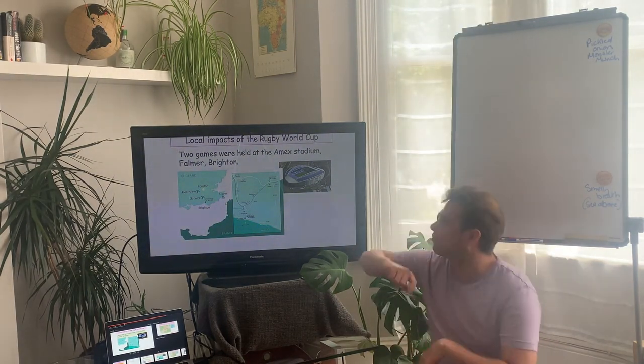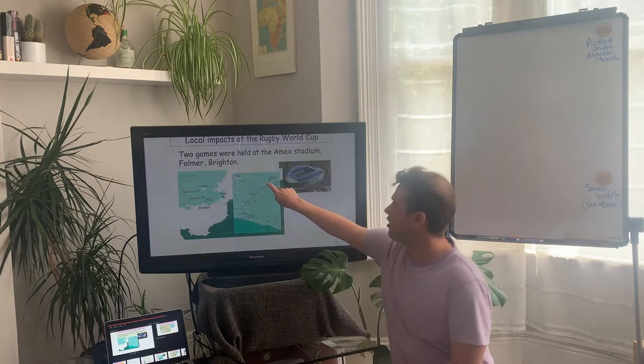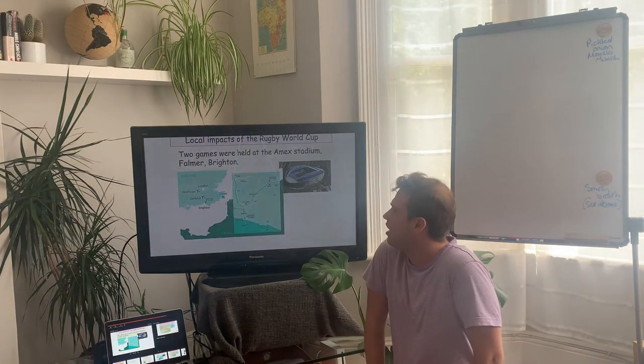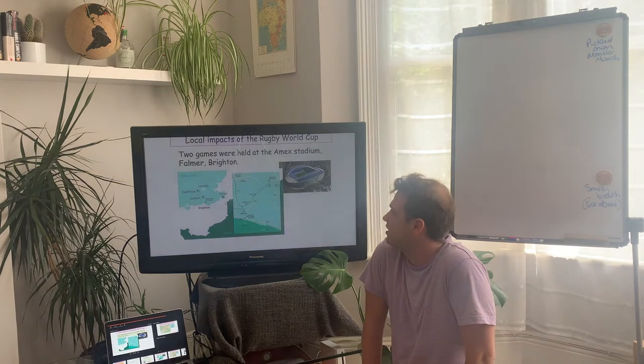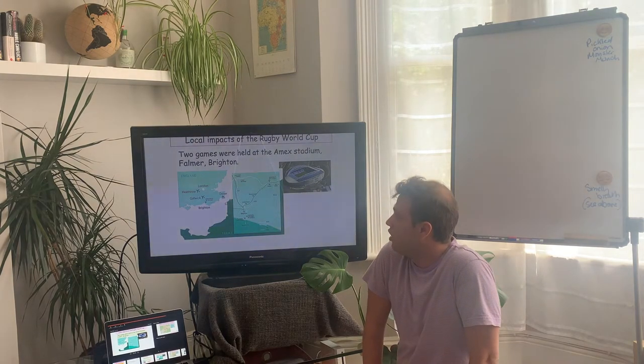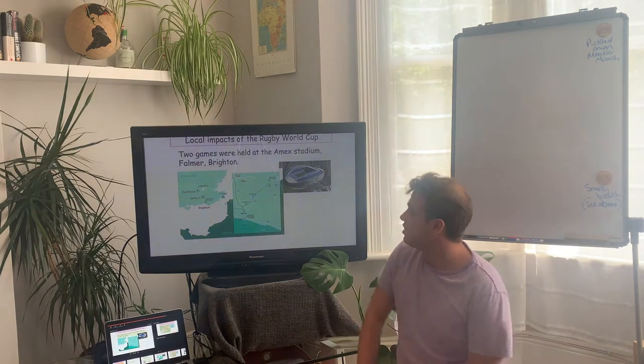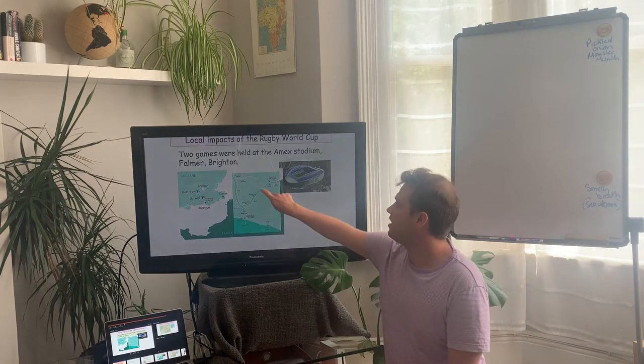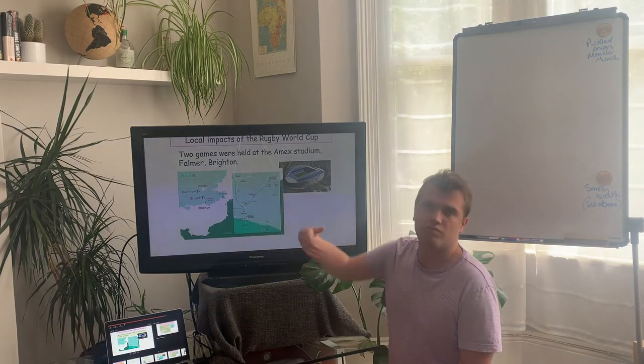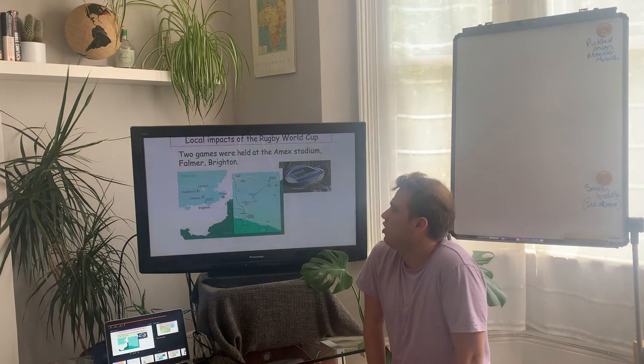So the Amex Stadium is up here on the outskirts of Brighton. I'm sure you all know it's up in a place called Falmer, right by the University of Sussex and the University of Brighton. So it's not in the town centre, but it's really easily accessible because you can get trains up there, or you can get on by car or bus on the Lewes Road.